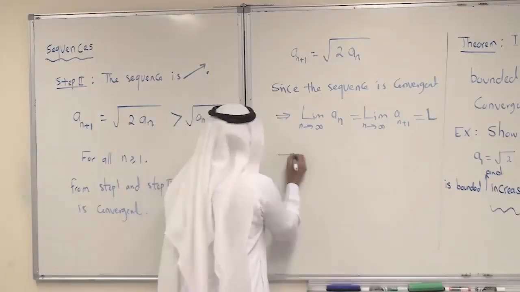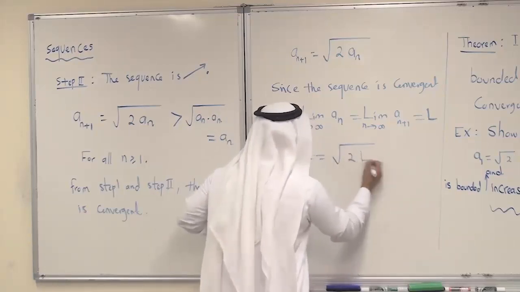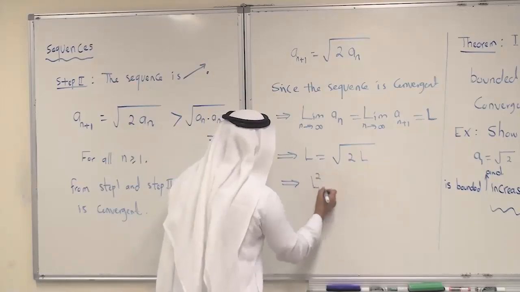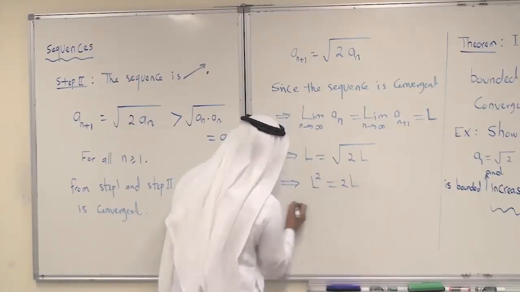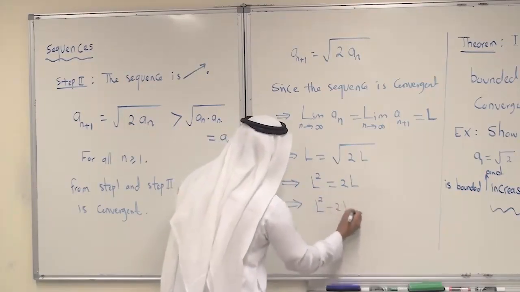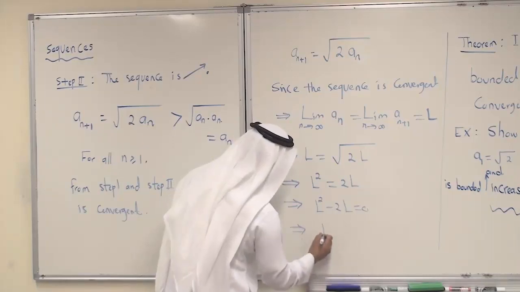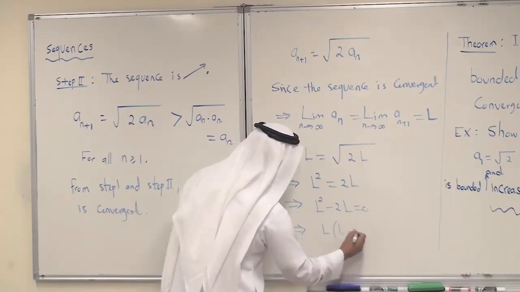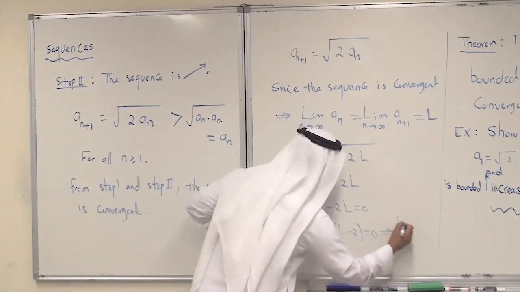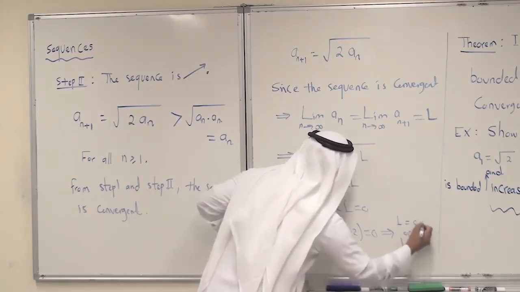So what does it mean? This implies L is supposed to be equal to the square root of 2 times L. Solving this equation, we have L squared equal to 2L by squaring both sides. So this gives L squared minus 2L is equal to 0. By factoring, we have L times (L minus 2) is equal to 0. And this implies we have either L is equal to 0 or L is equal to 2. Of course, L equal to 0 is rejected.